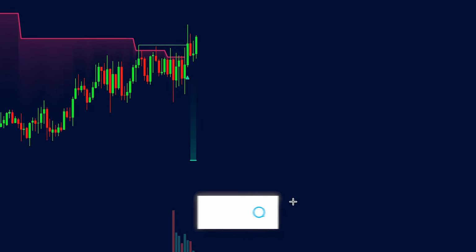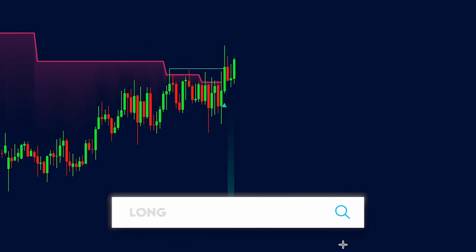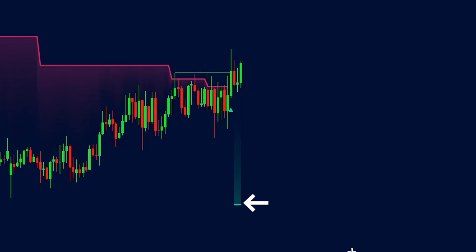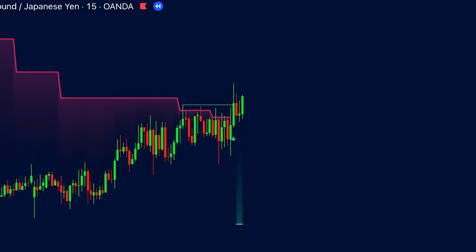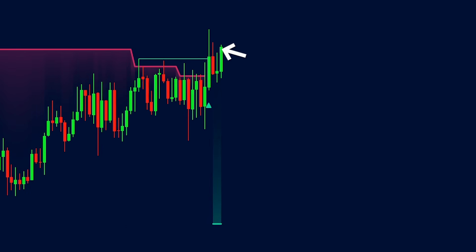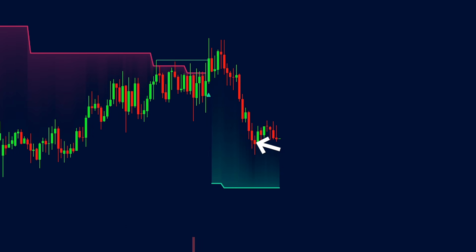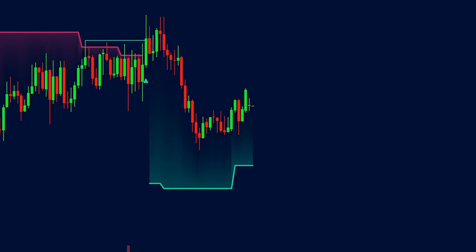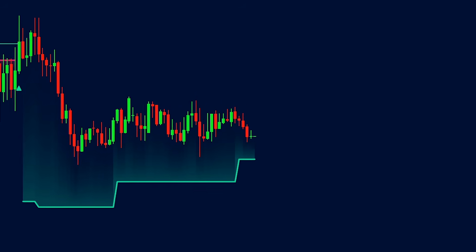Let me walk you through a real long setup so you can see how all the pieces come together. First, the band flips to green. That's your foundation. Band is green, so we're only looking for long opportunities, not shorts. We wait for price to rally away from the band. Eventually, price pulls back down toward that green band, which means the setup is now complete. We've identified our entry zone, right at that band where buyers stepped in before.